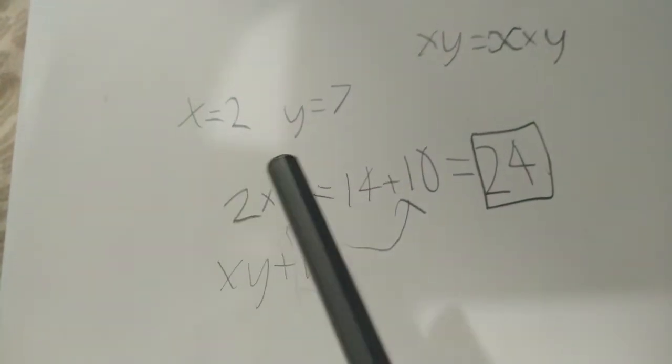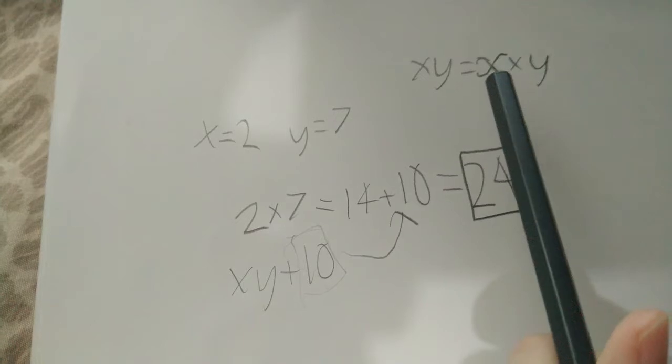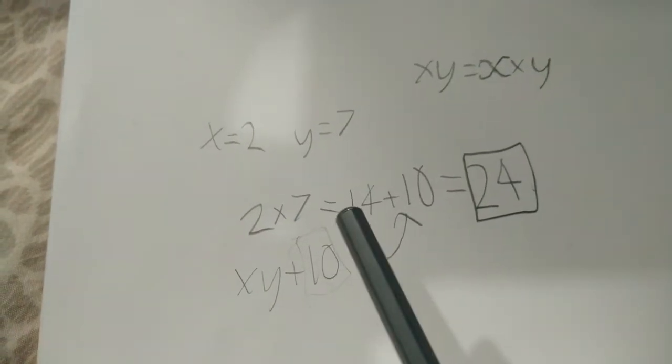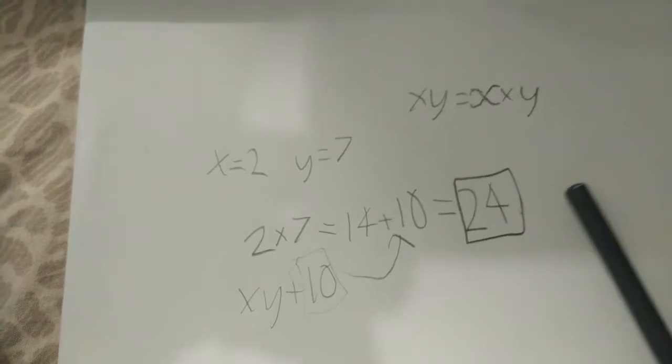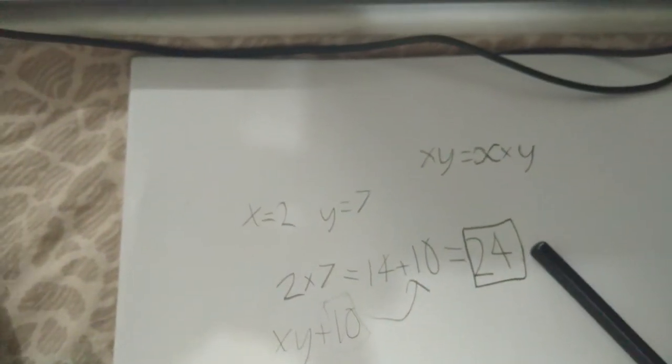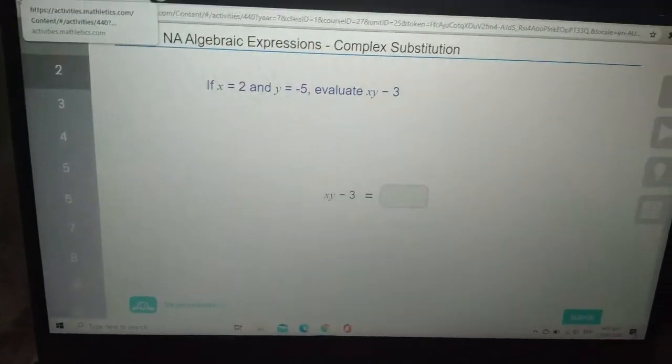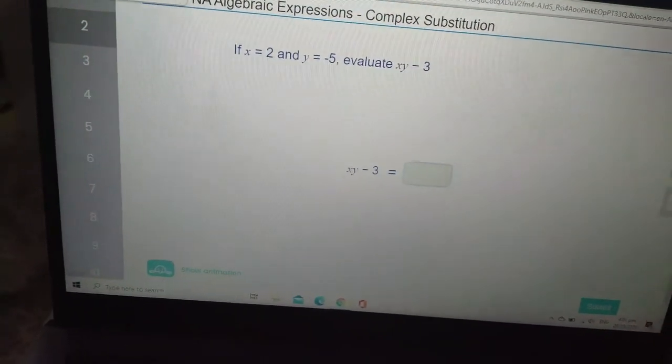2 times 7, which is x equals 2 and y equals 7, because it's a times here, so I just copied it. It's 14 plus 10, which is 24. Yes, 14 plus 10, 24. Next, we do xy minus 3. x is still equal to 2 in the next problem. That's good.